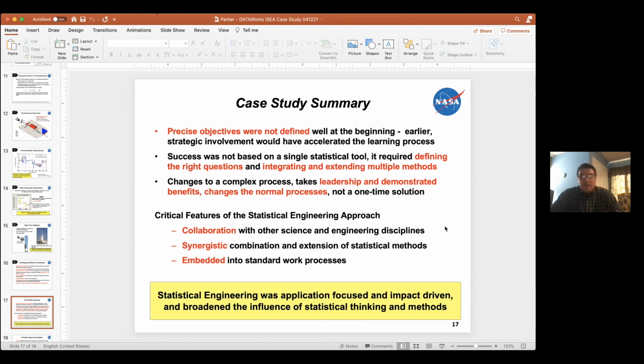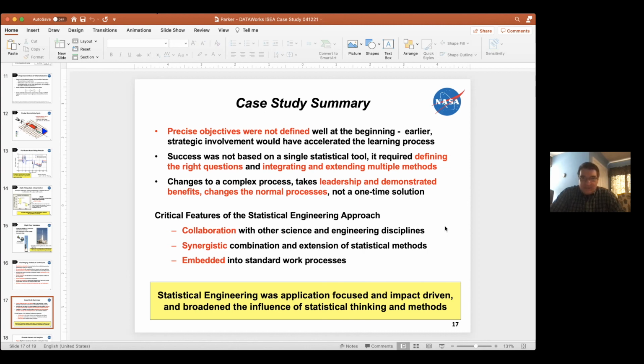So if we look at a summary, what were some important points? Well, the precise objectives were not well defined. That's a big focus in statistical engineering, and that was a big lesson learned here. This is a real case study, and there were challenges there. We did, in subsequent firings, get better precision of those objectives and answer those questions better. But earlier strategic involvement with an attitude toward asking a lot more questions, I think, would have helped.